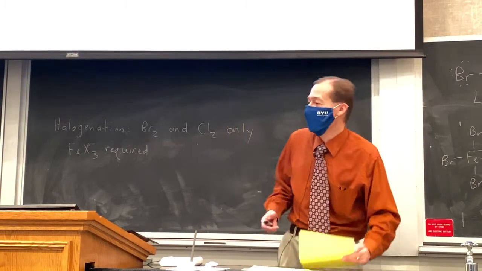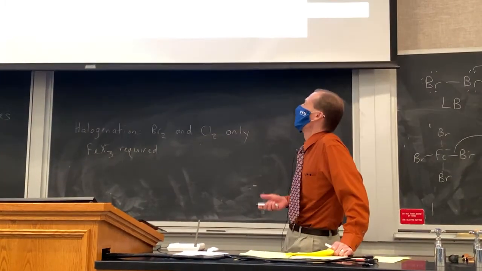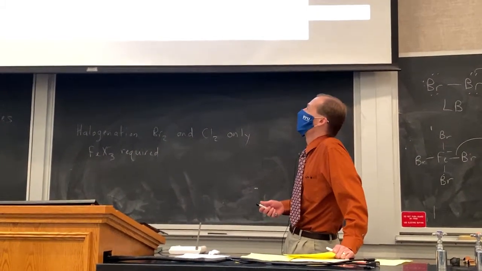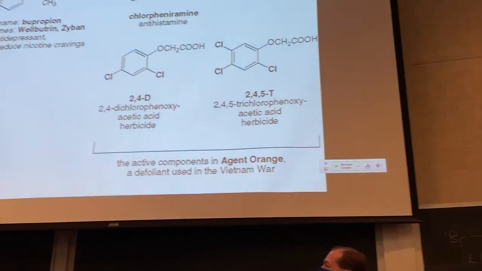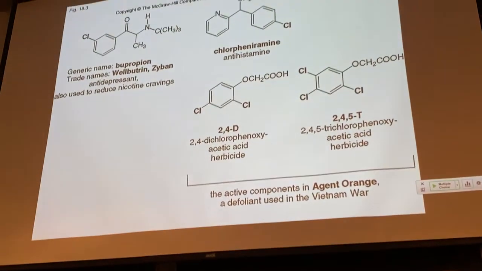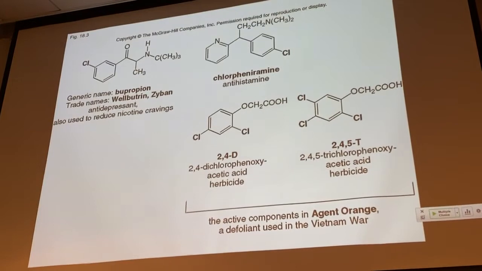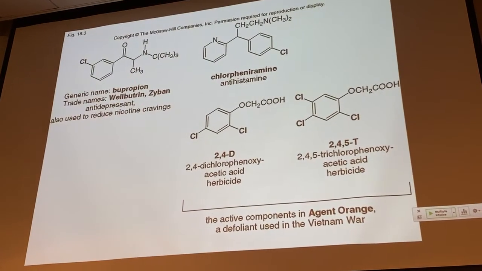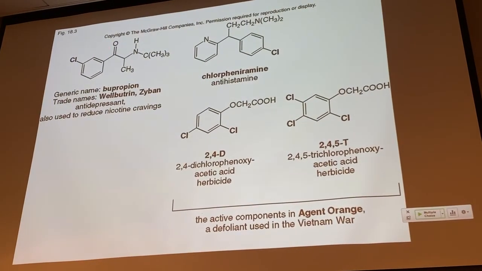So halobenzenes are very common. They're common in pharmaceuticals. They're common in molecules used for other purposes. Here we have an aid that's used to help people quit smoking. Here we have a common antihistamine. We talked about histamine on Wednesday. This is one of the compounds you can take to block the effects of histamine.